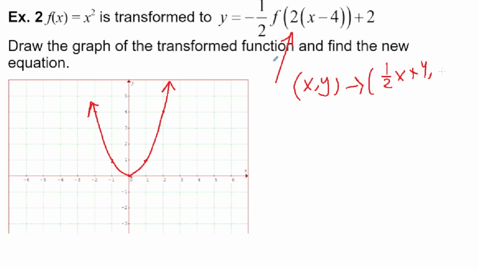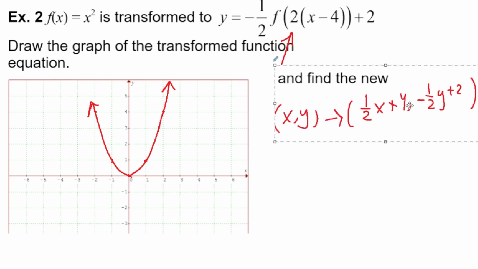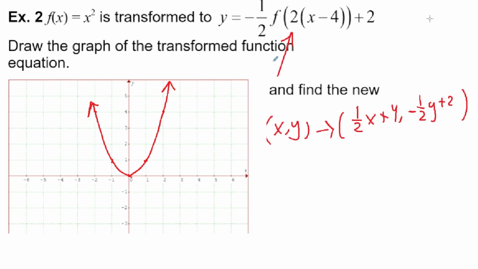And then our y values are getting reflected, and they're being stretched by 1/2, so that's our y, and then they're being raised by 2 units. Okay, so that kind of got off the screen. I'm gonna drag it back here. Okay, so now it's more visible here. Kind of looks bad. Let me just make sure it doesn't look like an exponent. Okay, so that's our mapping notation. x, y, arrow, 1 over 2x plus 4, comma, negative 1 over 2y plus 2. Easy peasy.